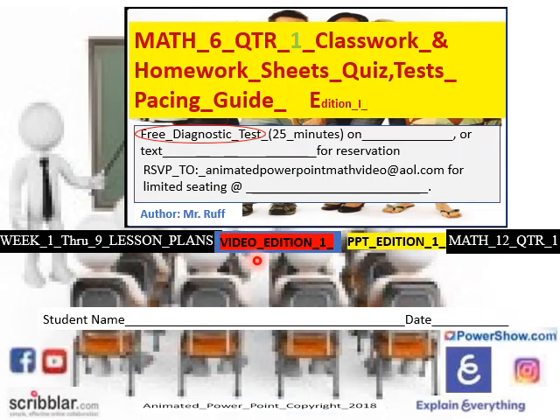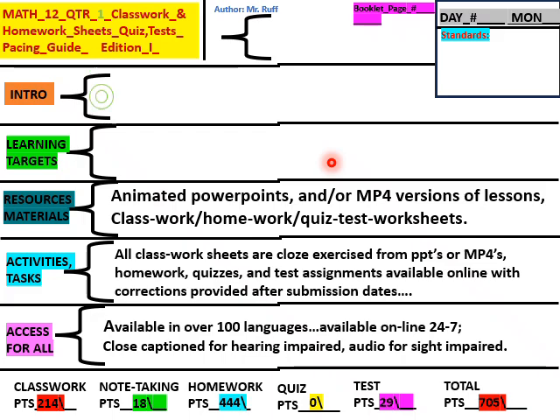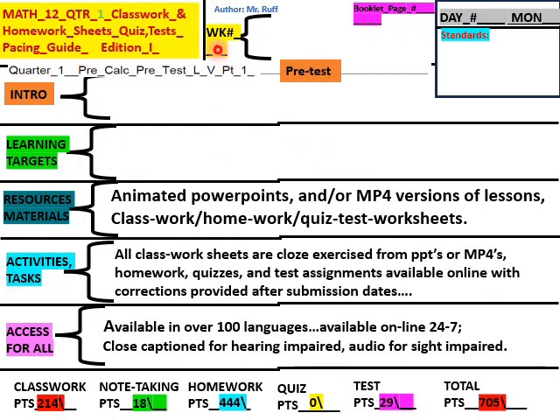So, to cover that, students, you need to put your name and date here. And this is for video editions and PowerPoint editions. Let's go right into it right now. Let's go right into Math 12 Quarter 1 Week 1 lessons.